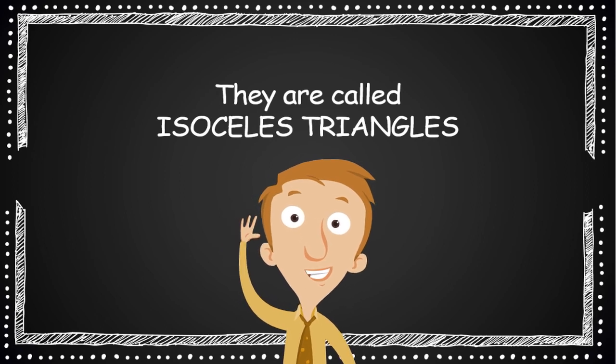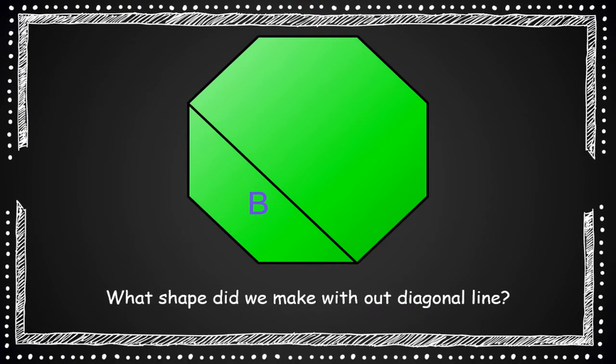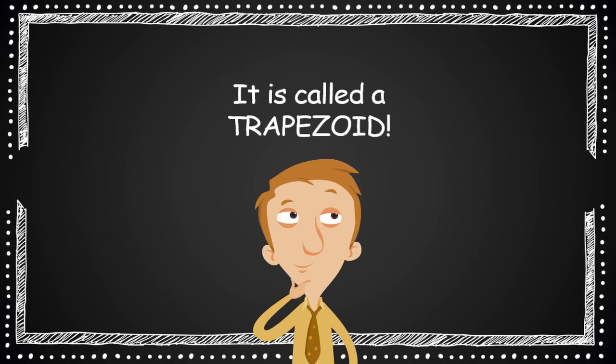Let's have a look at one more. In this octagon, I have drawn a diagonal line to connect 2 vertices. Can you see the shape that I've made, the polygon B? What is the name of that polygon? Pause the video, write down an answer. Did you remember trapezoid?